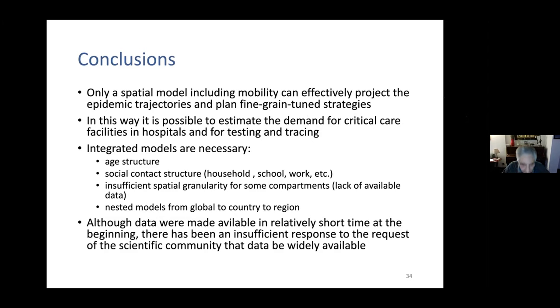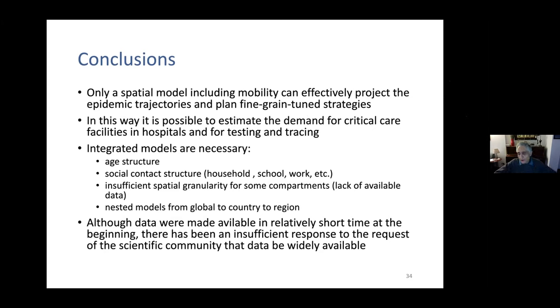On the other hand, integrated models are also necessary. Age structure should be included, social contact structure should be included. Many other models that have been developed around the world, and even in Italy, also consider age structure and social contact structure, but unfortunately, I must say that they do not include space. Unfortunately, lack of available data is a problem. They are not made public. So in some cases, and in our case too, there was insufficient spatial granularity for some compartments.